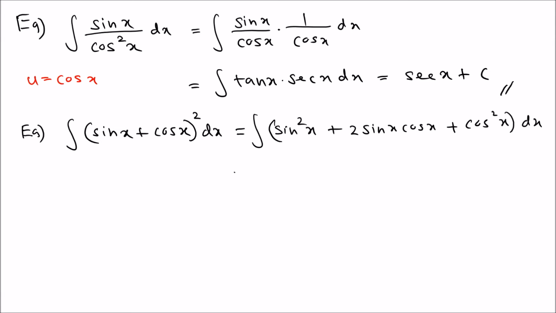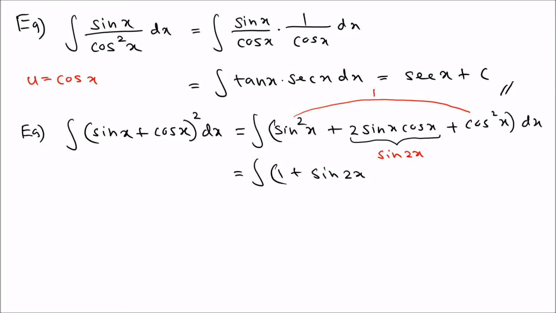Now what we can do is combine these two. Once you combine these two, this is simply 1. So we have 1 plus... Now what is 2 sine x cosine x? This is one of the trigonometric identities. We know that this simply equals sine 2x, so we can use that. This is simply sine 2x. Now this is very easy to integrate.